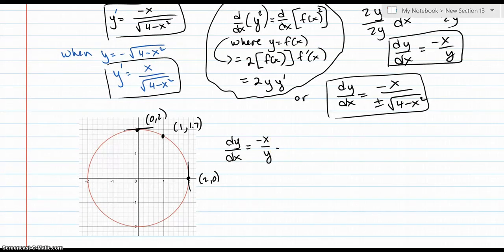And if I put that in here, I'm going to look at this at the point (1, 1.7). This would equal negative 1 over 1.7. And you can see it's negative. If you actually get the decimal approximation, it's about negative 0.6. So about negative 1/2 there. Makes sense. And by the way, if x is negative 1, this would be (-1, 1.7). So then that would be a positive, and the slope would be positive.